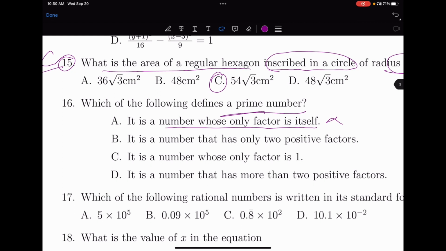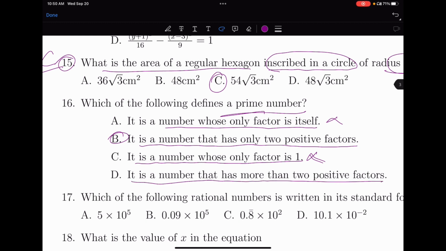Okay, b: it is a number that has only 2 positive factors. Yes, that has only 2 positive factors. What are they? 1 and itself. So b is an answer. How about c? It is a number whose only factor is 1. That is not correct because the number itself is also a factor for itself. D, it is a number that has more than 2 positive factors. If that is the case, then we call the number a composite number, not a prime number. Therefore, the answer is B.